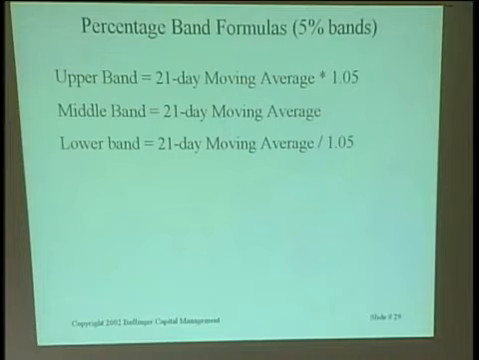So here are the percentage band formulas. Start with the middle band, in this case, a 21-day moving average. To get the upper band, multiply the middle band by 1.05. This would be to generate 5% bands. Then, and this is key, to get the lower band, divide it by the same number. Divide it by 1.05. Do not multiply by 0.95. It doesn't work.